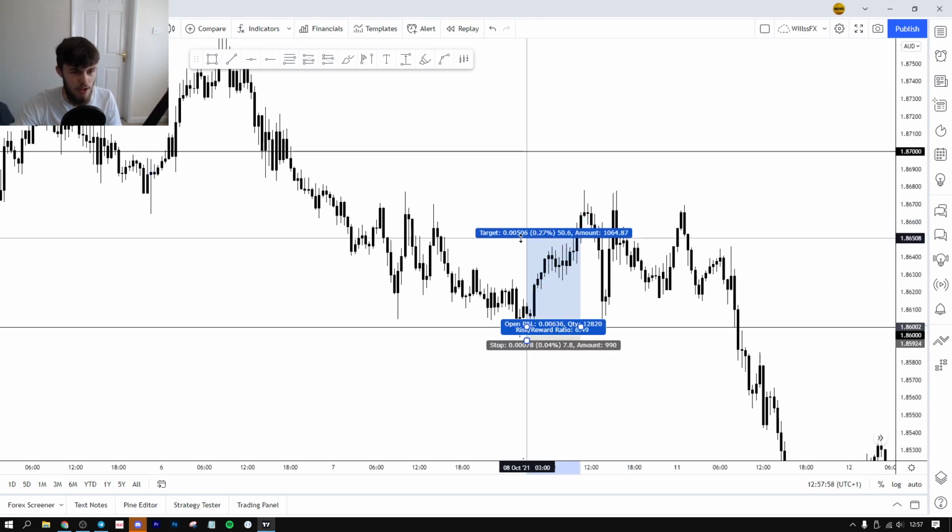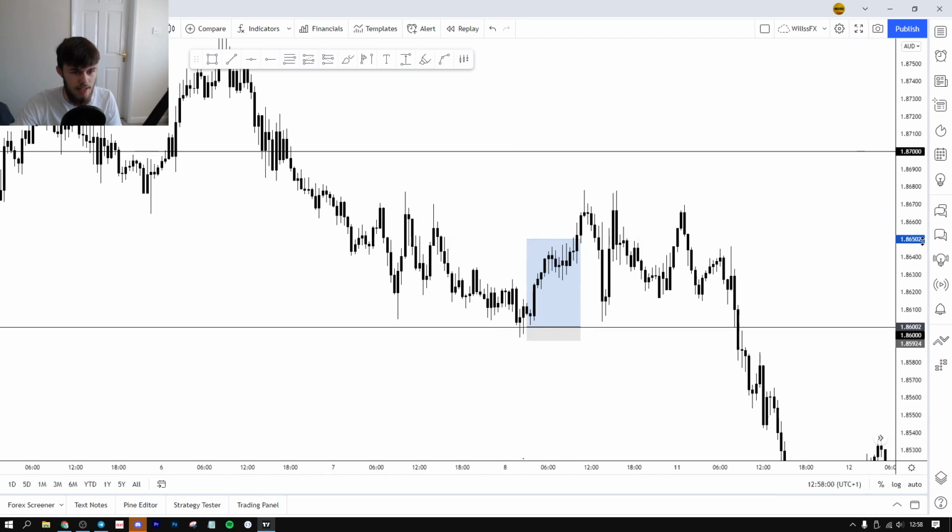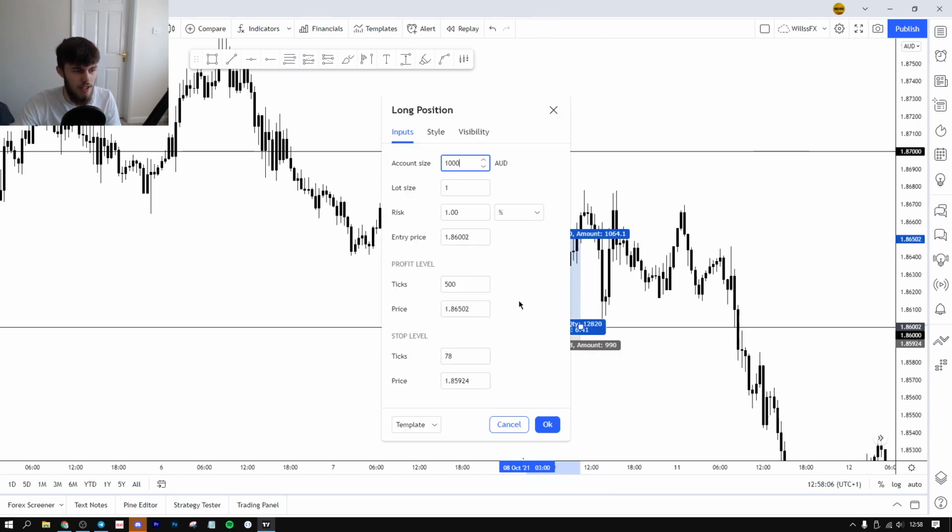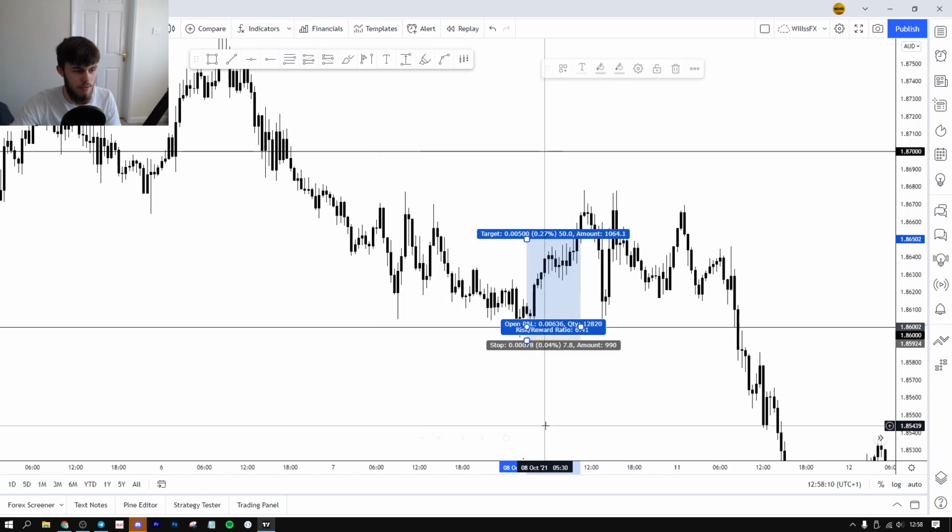What you can also do is have targets like this. So your first target could be 1.865. So you got 1.86502 here. We could change that to exactly the 1.85 like that.